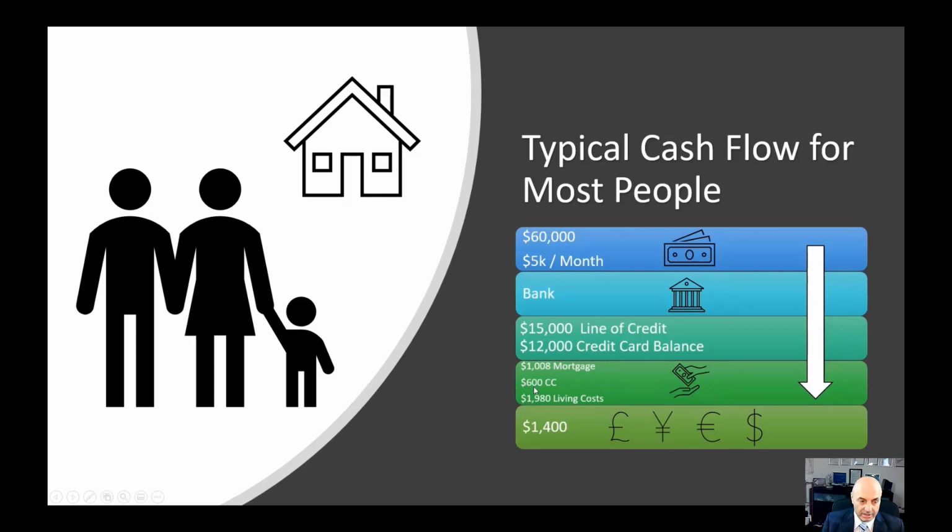His additional living costs are coming to $1,980. I've just used that number as an average and to round off the numbers. So again, you could work this out using your own numbers and make it relevant to you. Out of a $5,000 salary net of any taxes, this is what is actually being paid into his bank. After paying his $600 a month credit card, his $1,008 mortgage, and his other living costs, he's left with $1,400 that's usually saved in the bank. Okay, so that's the setup I'm talking about.